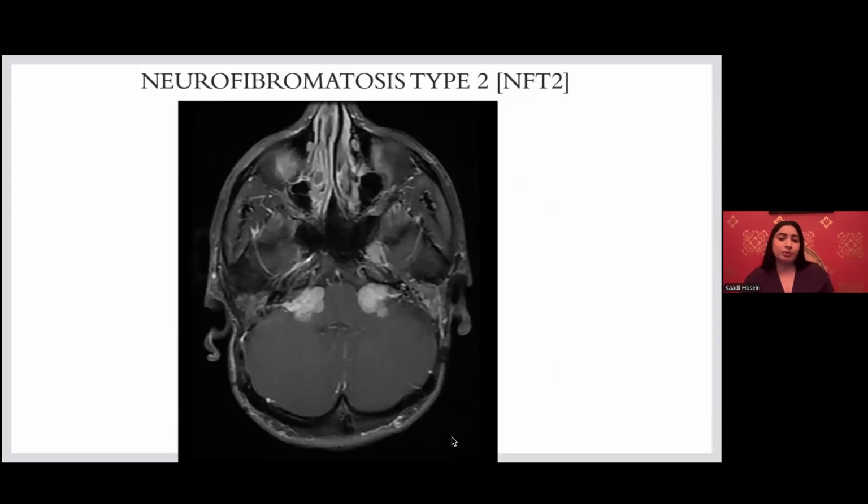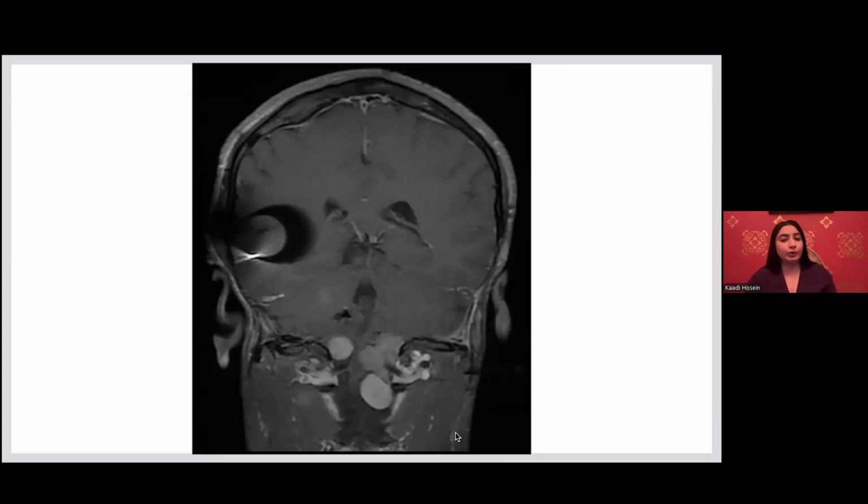Now, this is an example of NF2 in an axial fat-suppressed gadolinium-enhanced T1-weighted image of a 28-year-old male with bilateral vestibular schwannomas, showing the typical avid contrast enhancement. Here we have the coronal fat-suppressed gadolinium-enhanced T1-weighted image of the same patient, showing enhancing extra-axial tumors, likely nerve sheath tumors, in the foramen magnum.